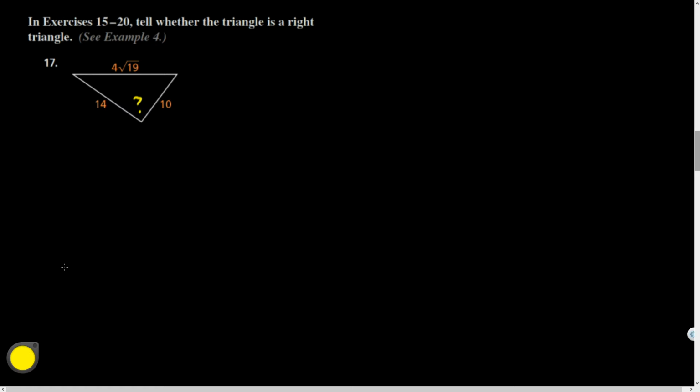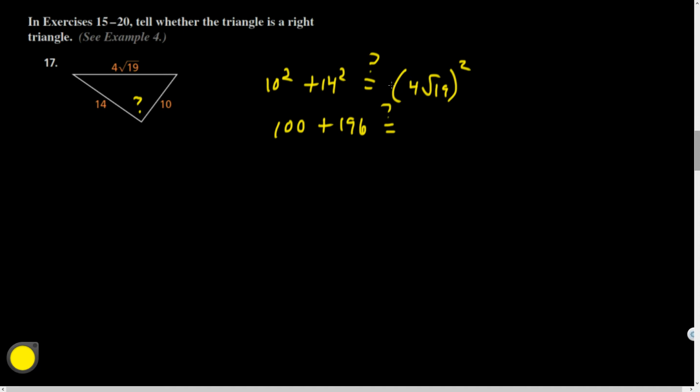So let's plug this into the converse of the Pythagorean theorem. Is 10 squared plus 14 squared equal to 4 root 19 squared? 100 plus 196, is that equal to, I can distribute squares over multiplication. 4 squared is 16, root 19 squared is 19. So this is 296. Is that equal? So that is not true, therefore this is not a right triangle.